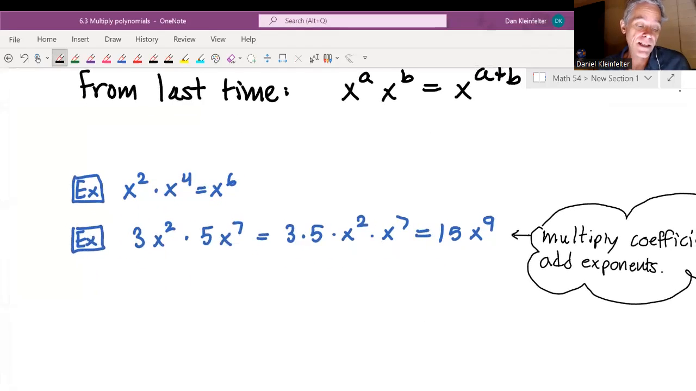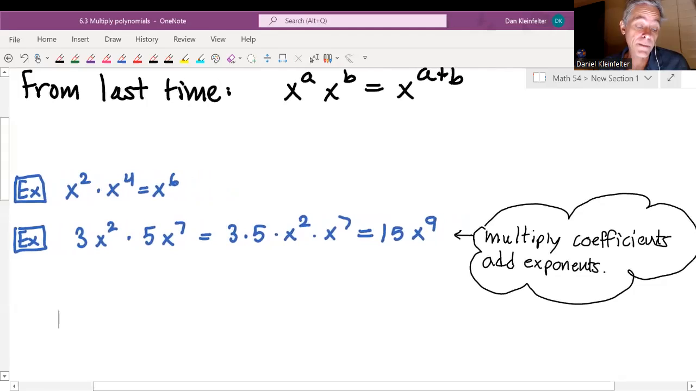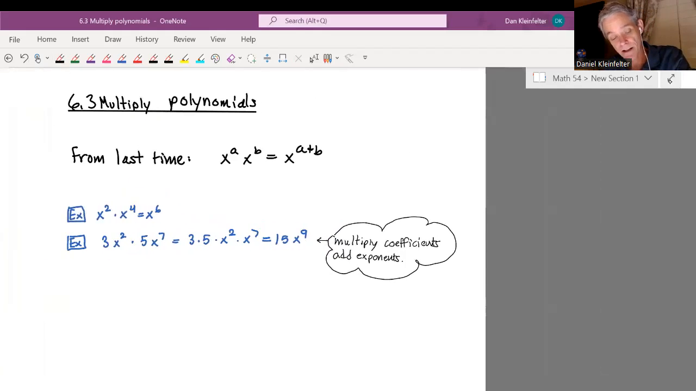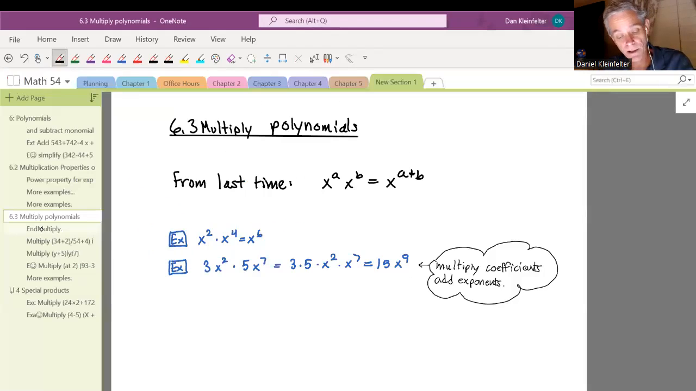Okay, to multiply together these two monomials, 3x squared and 5x to the seventh power, we're multiplying. Multiplication is commutative, so we can reorder the x squared and the 5. So we'll have 3 times 5 times x squared times x to the seventh. Then 3 times 5 is 15, and x squared times x to the seventh gives x to the ninth. So what ends up happening is we multiply together the coefficients and add together the exponents. That's the main tool that we'll need to help us multiply polynomials.